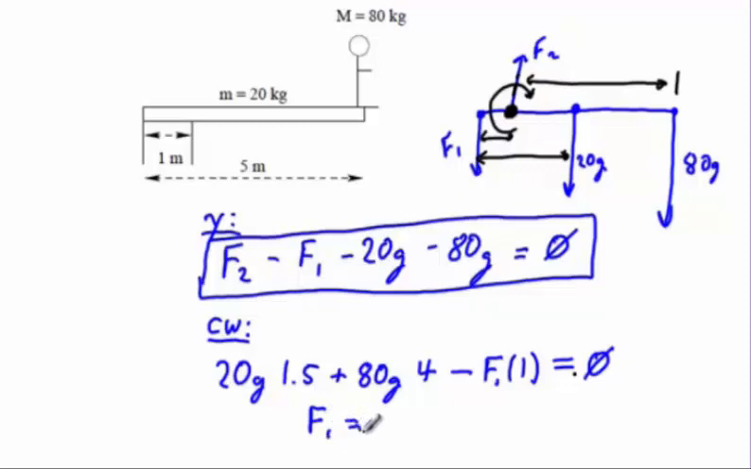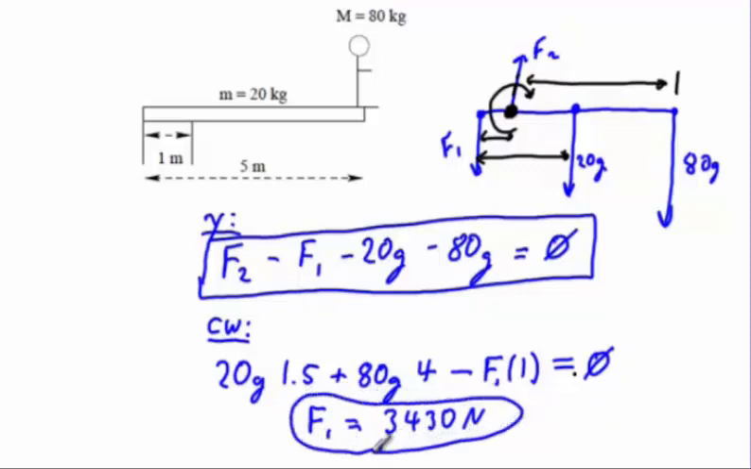F1 is equal to 3,430 newtons. This is significantly higher than the sum of the weights of the board and the person. And the reason is, since the force F1 is applied with the smallest radius, it is at a mechanical disadvantage, meaning that you need much more force from that one to balance the torques from the other two.